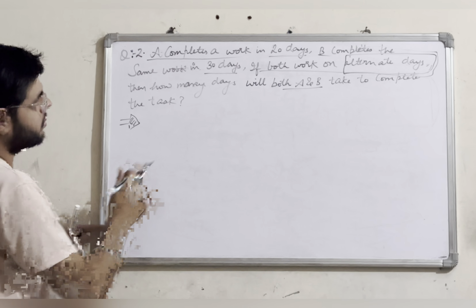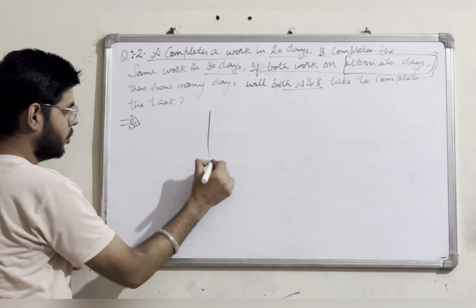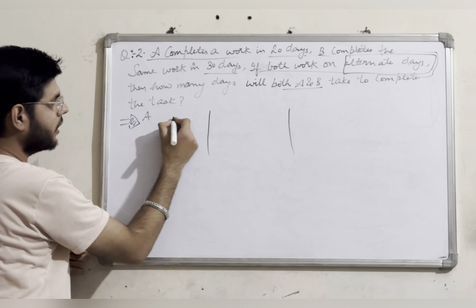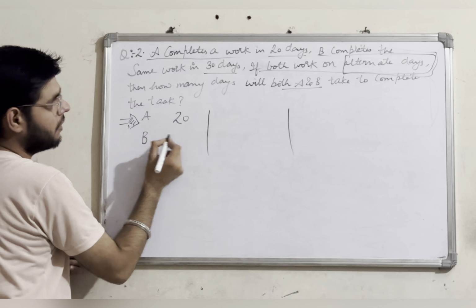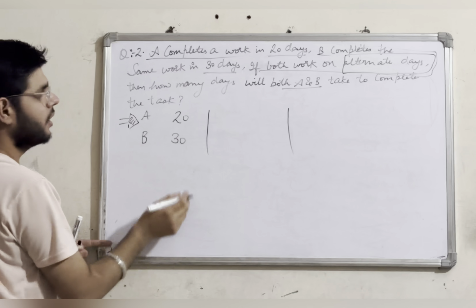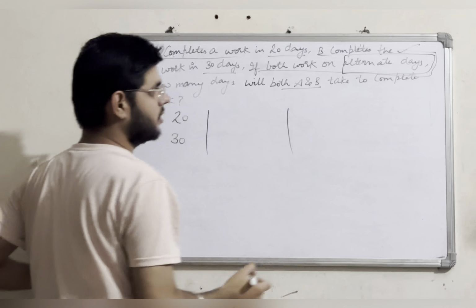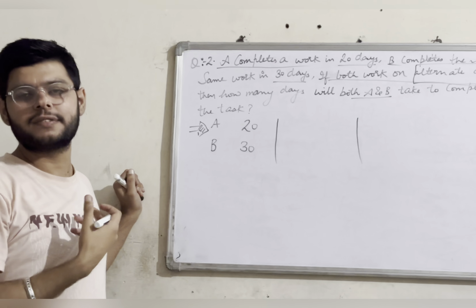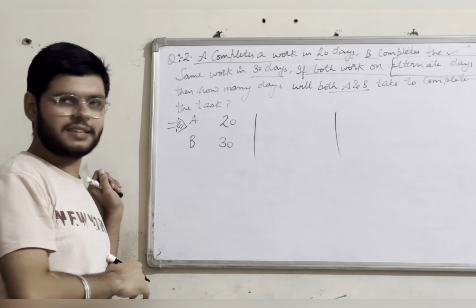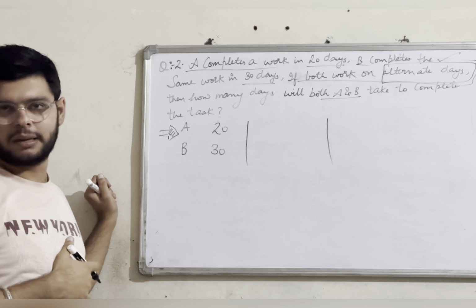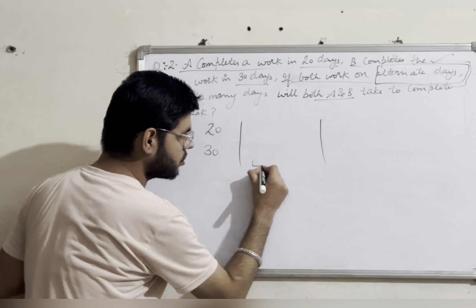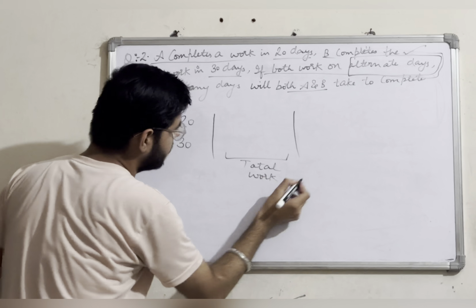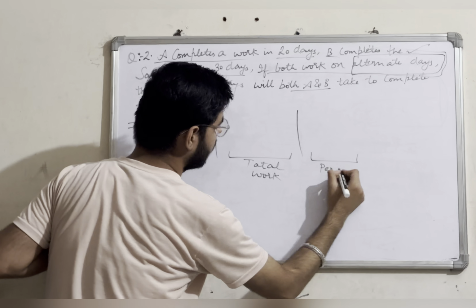So the short trick of this question is, we'll divide the question into 3 parts like this. Here we'll mention A will take 20 days to do it, B will take 30 days to do it. Regardless of what is asked, whether alternate days, whether combined days, whether the gap of some other days, we have to first complete these 3 columns and then we'll be coming back to question. So now this column is called as total work and this column is called as per day work.